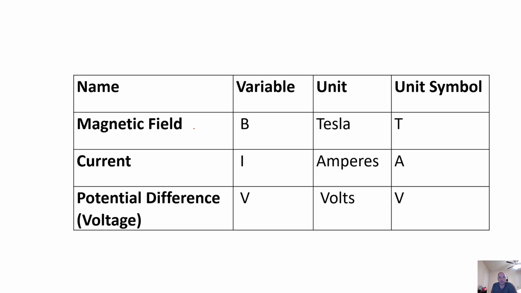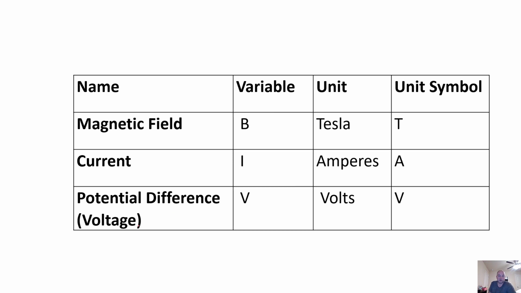Some of the variables you're going to see here. Magnetic field is a new thing that you didn't have before. We're going to have the variable B that we'll see in our equations. And the unit is the Tesla. After the number, like if you have 6 Teslas, you write a capital T. Current, you've seen this before, it's going to be the variable I. Ampere is the unit, and A is what you put after a number.